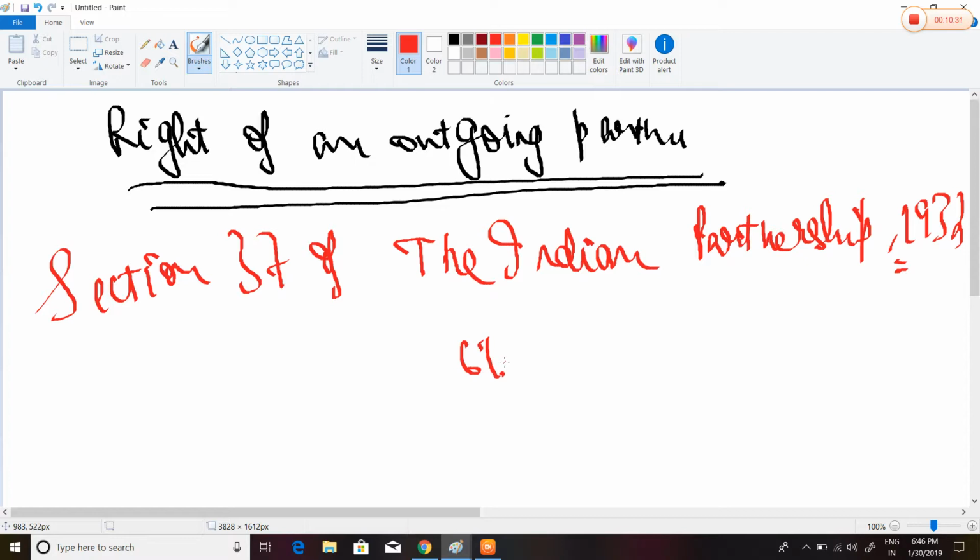You can find these words on page number 14.46 under the 11th heading. It says that any partner who is dead or is retiring from the firm, and the remaining partners carry on their business, then in that case the outgoing partner shall have a right to claim his share of profits. Now, how should the share of profits be calculated?